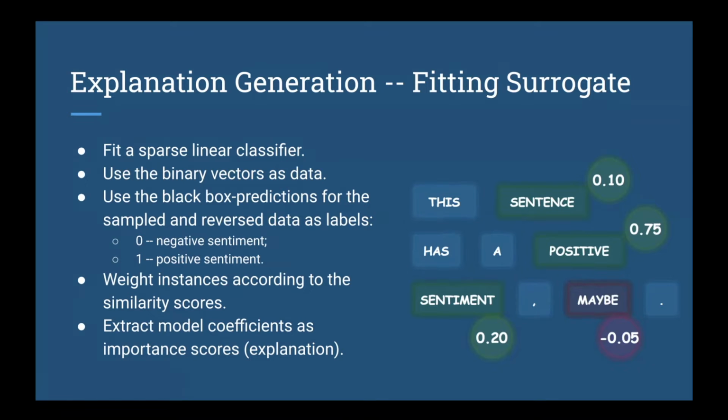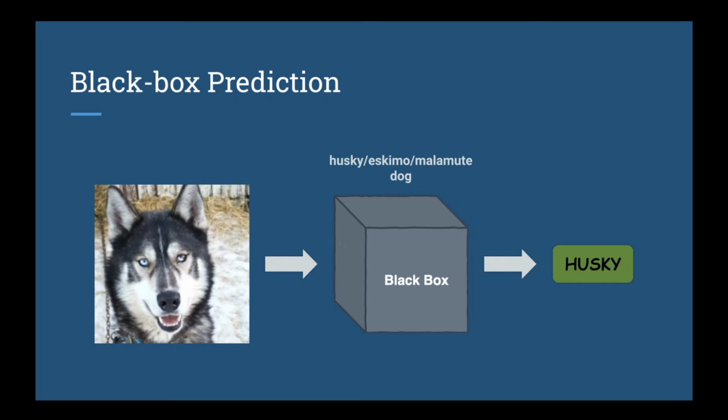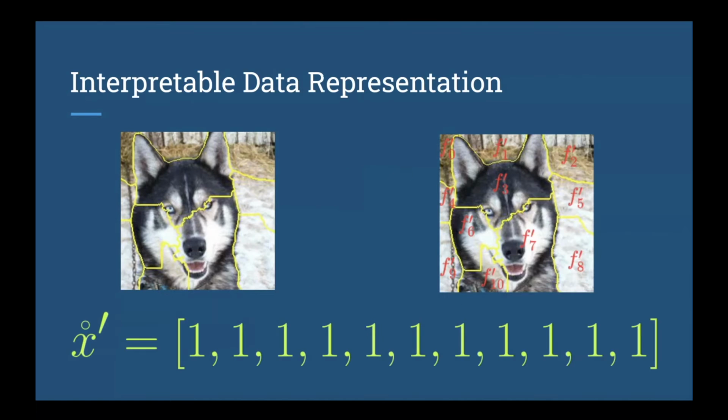Sure, thanks so much. Right, so this pretty much sums up explaining text, which was pretty straightforward, nothing tricky. Let's move on to image data. So here the setting is very similar. We have an image, a black box that decides between husky, Eskimo, and Malamute dog, and then spits out the prediction. And we want to explain it.